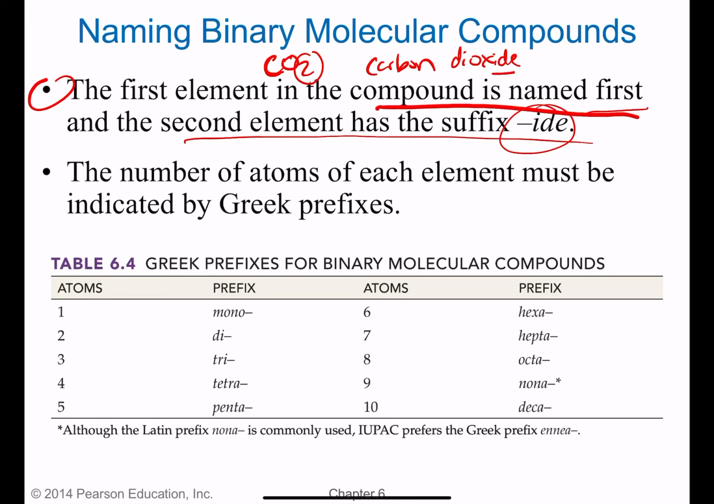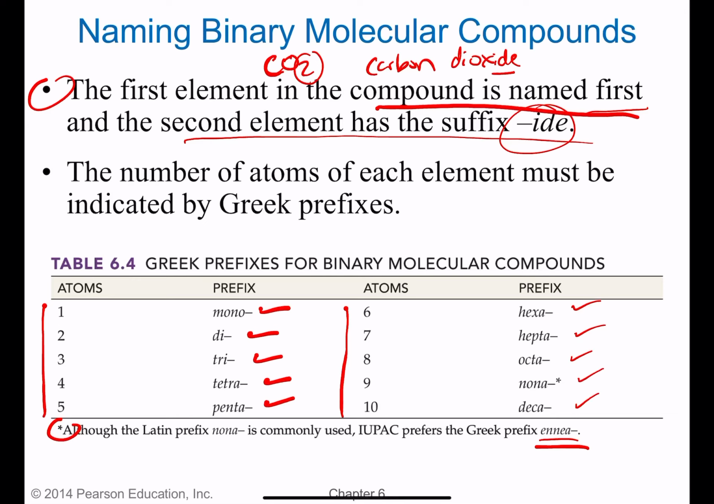So oxygen in this case. Oxygen became oxide. And then the di, again, there were two of them. So if you have multiple atoms in there, then you're going to use this Greek prefix. So mono, di, tri, tetra, penta. With this bullet point, honestly, I've never seen this, enea. But then we've got hexa for 6, hepta for 7, octa for 8, nona for 9, deca for 10.